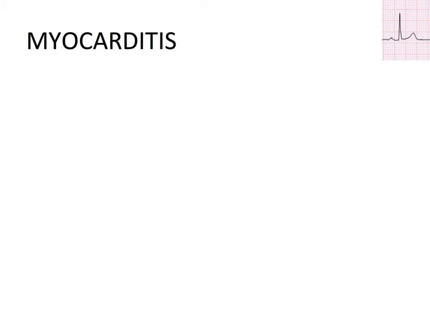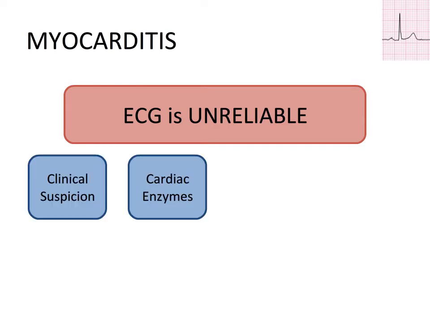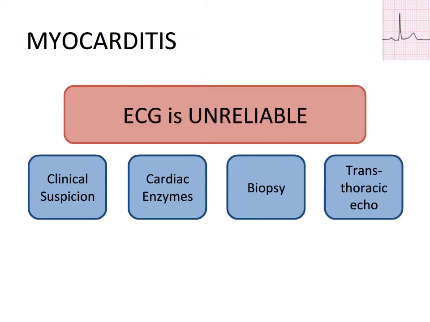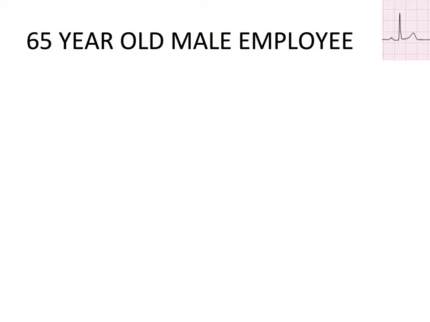When thinking about myocarditis, it is important to remember that the EKG is unreliable. Diagnosis is made with clinical suspicion, elevated cardiac enzymes, cardiac biopsy, and transthoracic echo. In general, treatment is supportive. Okay, now we have covered pericarditis, pericardial effusion, and myocarditis. Let's try one last case.